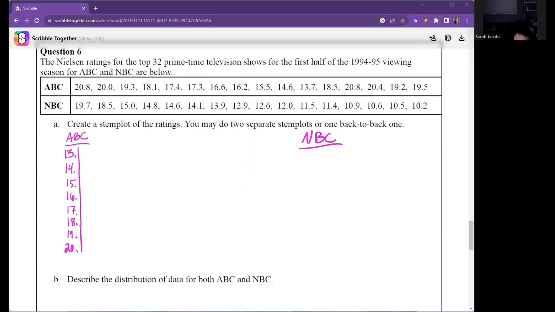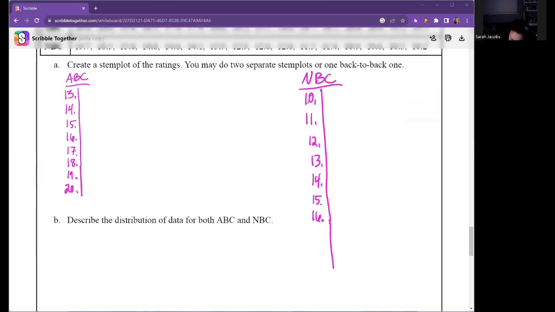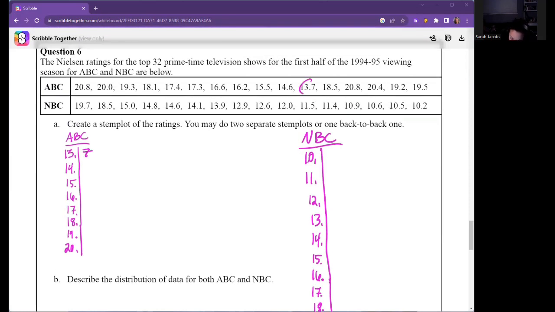And 20. And then for NBC, it starts a little lower. It starts at 10. So I'm going to say 10, 11, 12, 13, 14, 15, 16, 17, 18, 19. Okay. So then we'll fill in. So 13.7 is our lowest one. Looking for any 14s. There's only one of those.